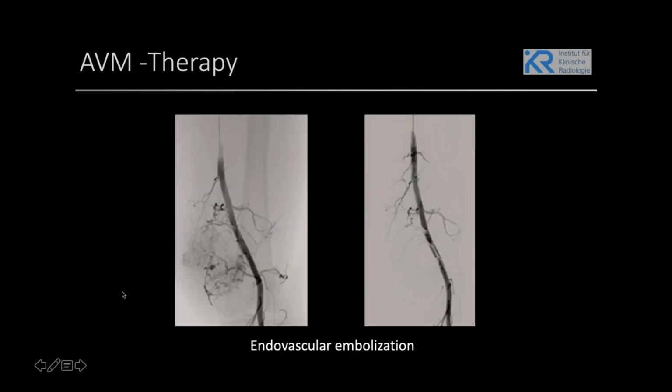These patients you treat completely different. You go usually to an endovascular approach, and then you kind of glue your shunting region and the arteries going to the lesion. So it's not only important for the clinical prognosis of these diseases to differentiate between AVMs and VMs, but also for your treatment strategy to choose.